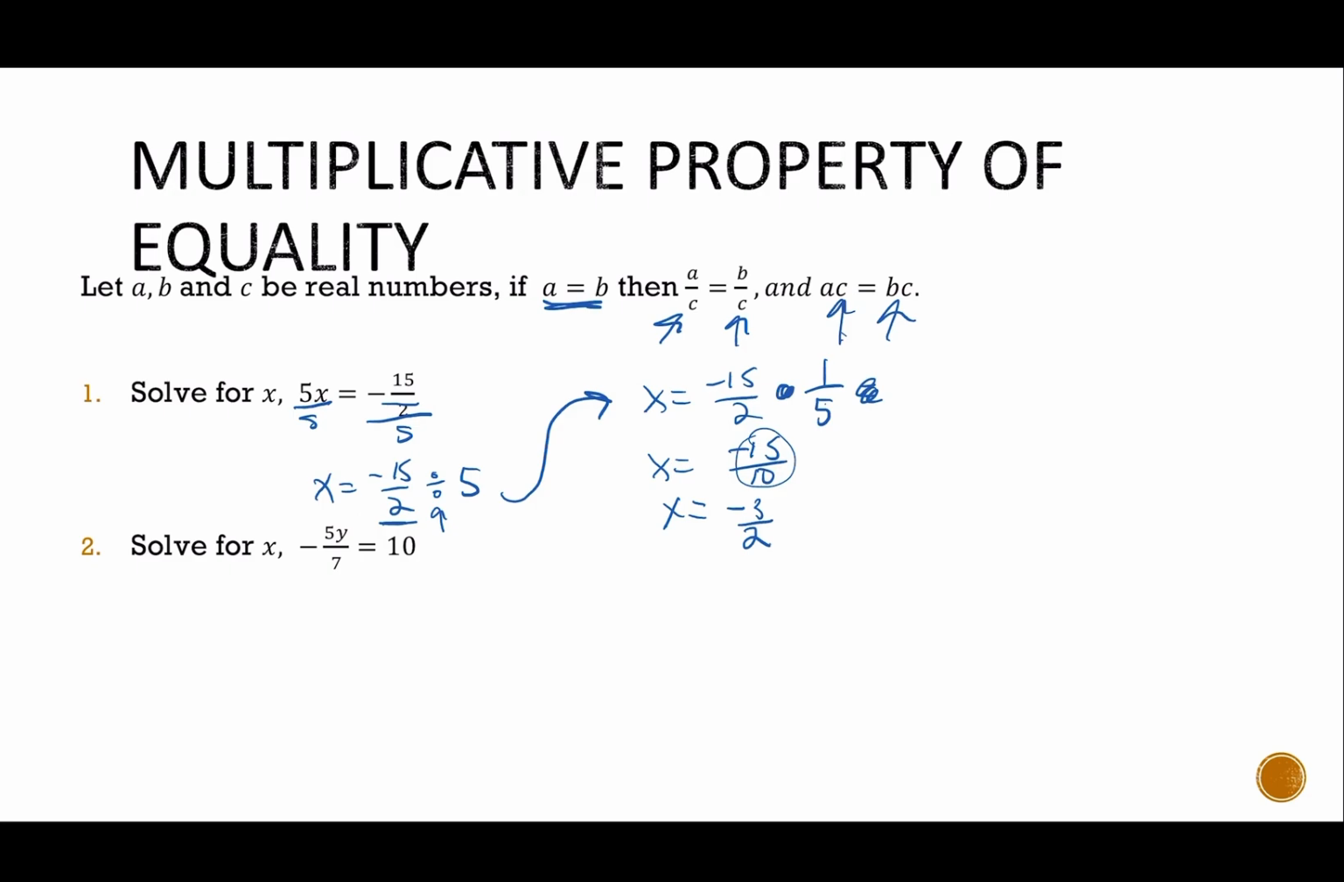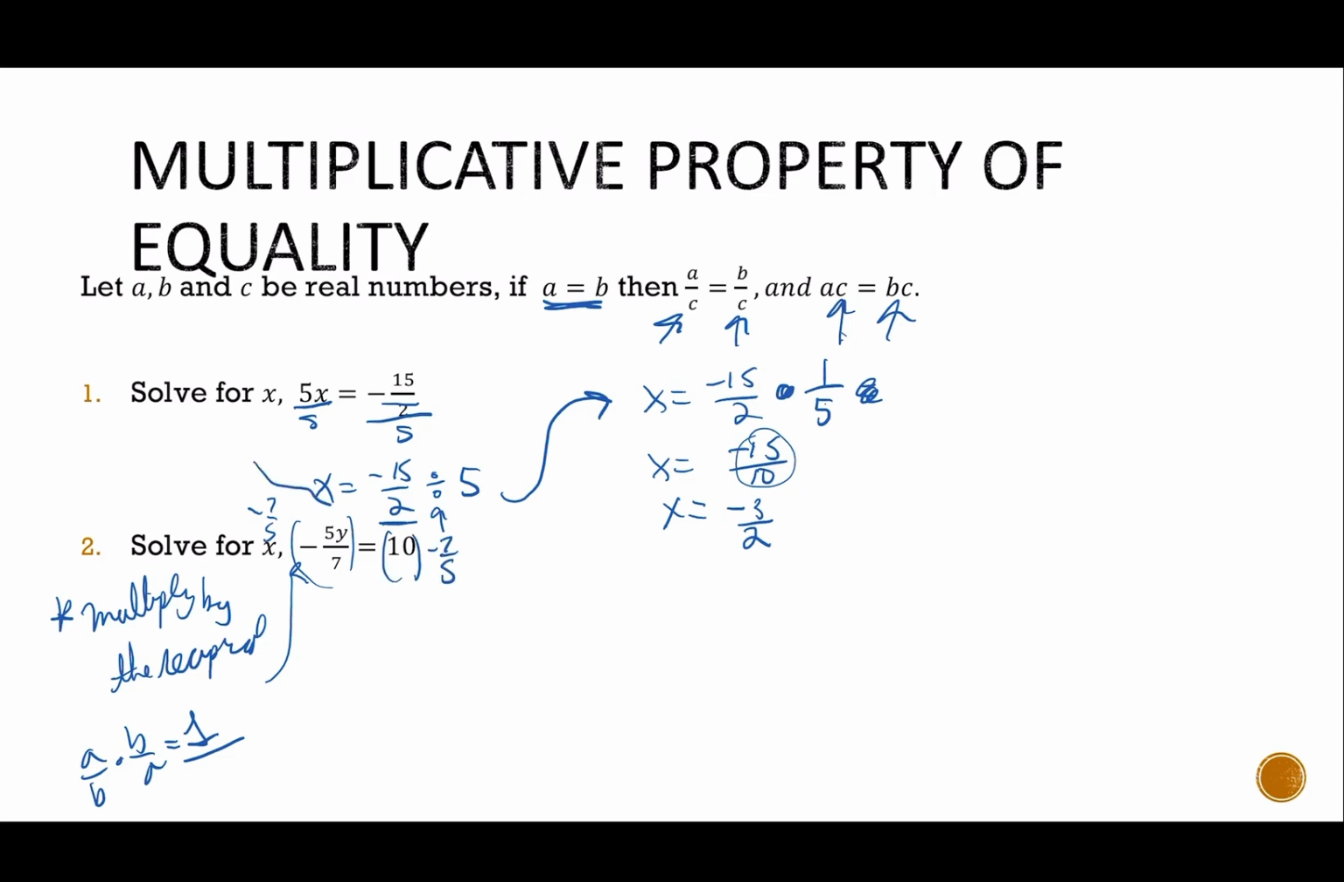Next, I have negative 5/7y equals 10. Well, I don't really want to divide by a fraction. I guess I could. Another tool you can use is you can multiply by the reciprocal. Because if I have like a over b times b over a, that's going to be 1. And we want our coefficient on y to be 1. So I'm going to multiply both sides by negative 7/5.